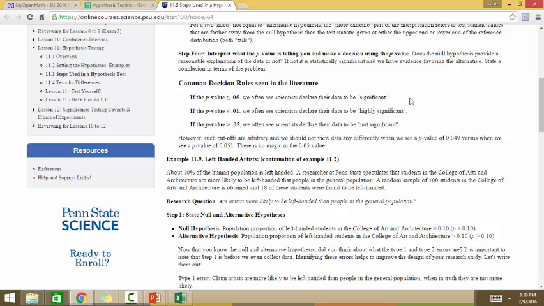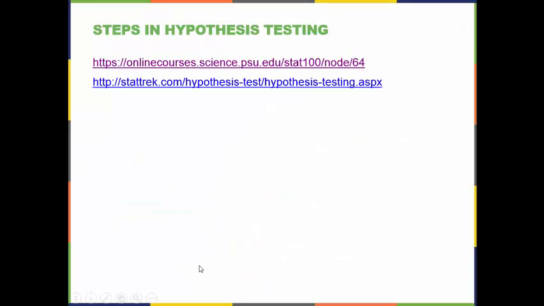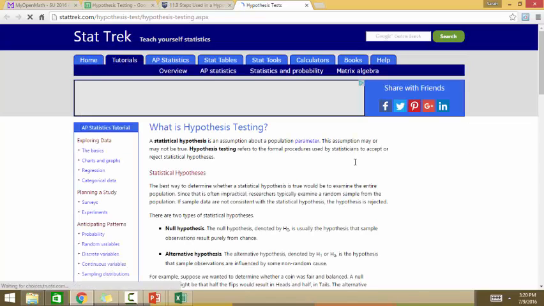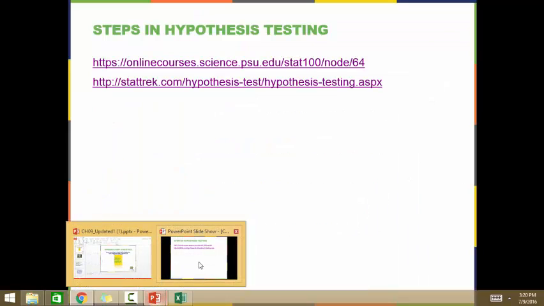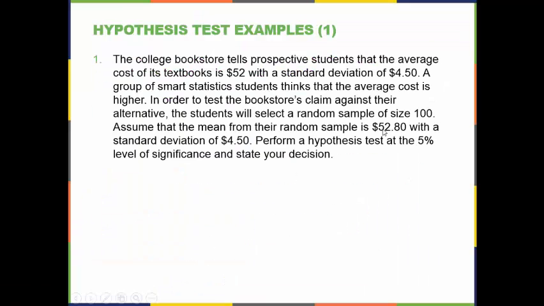Now I want you guys, after this, to come back in and spend some time reading this. It'll be very helpful to clarify any questions. And then the other one is just some more information on null and alternative hypotheses that you can take a look at after you finish watching. Alright, so let's do some examples.